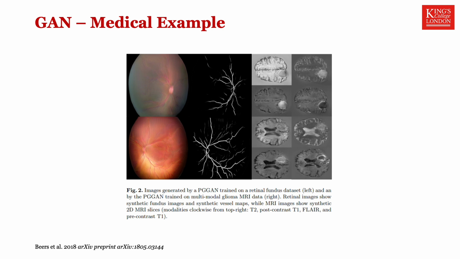You also have on the right a generative model of 4 different brain MRI contrasts at the same time. In this case, T2, contrast T1, FLAIR, and pre-contrast T1. And you see that it is able to generate the 4 modalities at the same time in 2 dimensions.